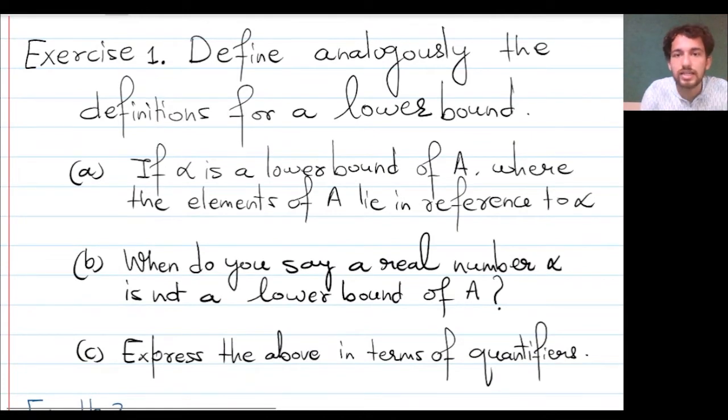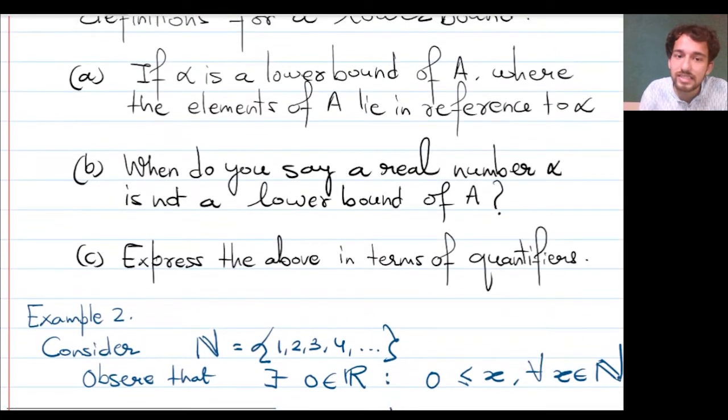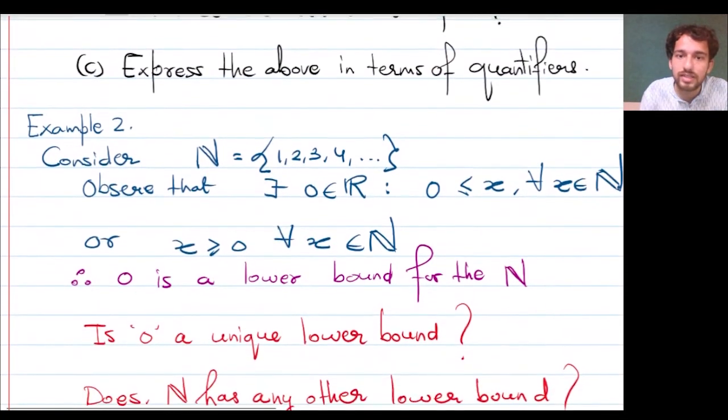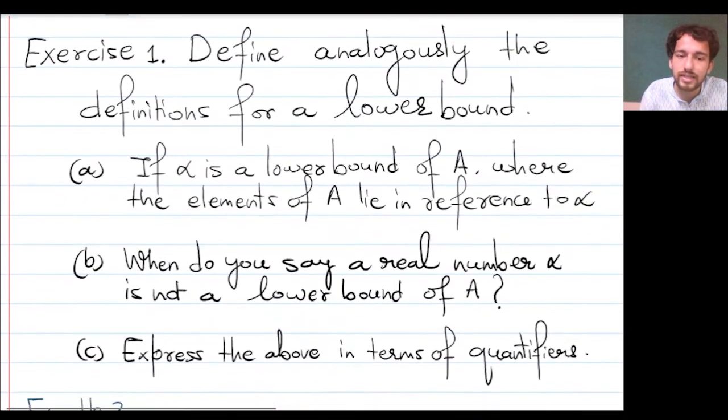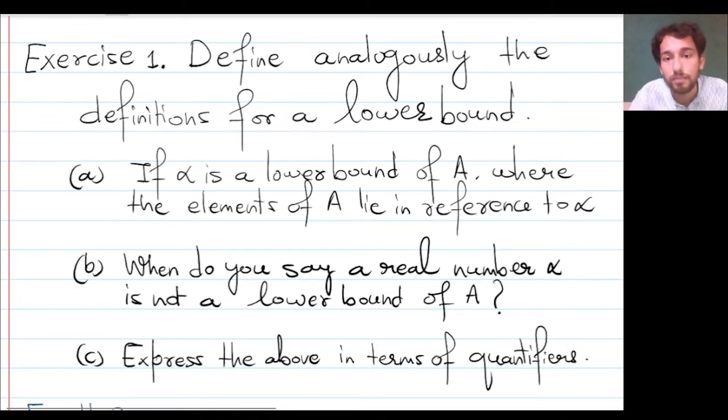This is an exercise which I expect from you: define on similar lines what we mean by a lower bound, when alpha is a lower bound. Part A asks for the geometrical interpretation of where the elements of my set A lie when we say that the number alpha is not a lower bound, and finally express all the things in terms of quantifiers. So this is the first exercise of the lecture. Try to attempt this on similar lines, how we have defined it for an upper bound. I will give you a hint: the sign of the inequalities will reverse, and you can easily generate the definition yourself.